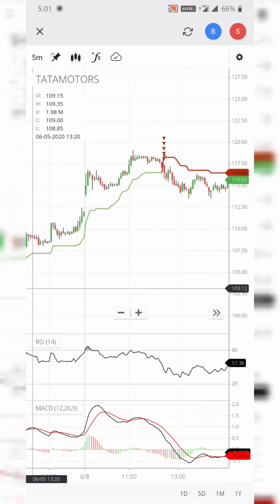So these are the three indicators which we use, and we think these are the best indicators because they work for sure, without any doubts.